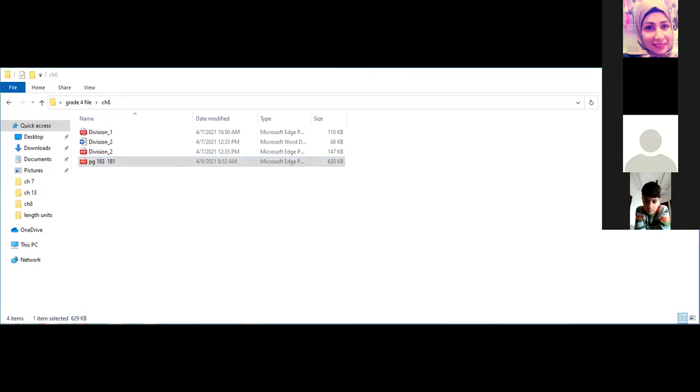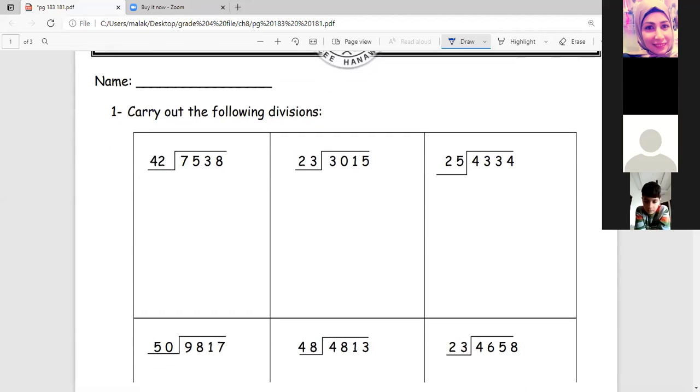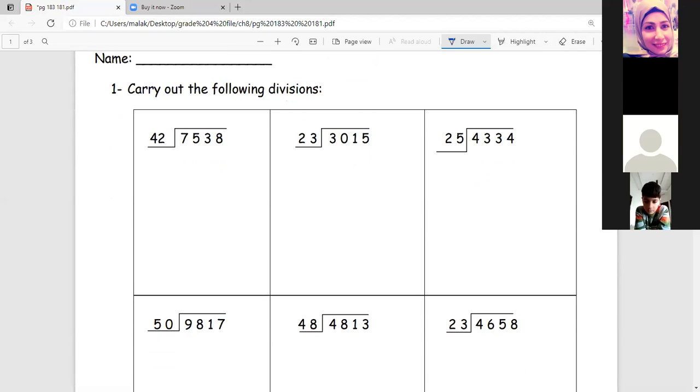Teacher, did you share the file? I'll share it again. Okay, let's start with the first one. 7,538 divided by 42. We have to write table 42. Let's work together on the first one. Please, each one alone. You have 3 minutes to arrange and add 42. Then you will give me the answer.